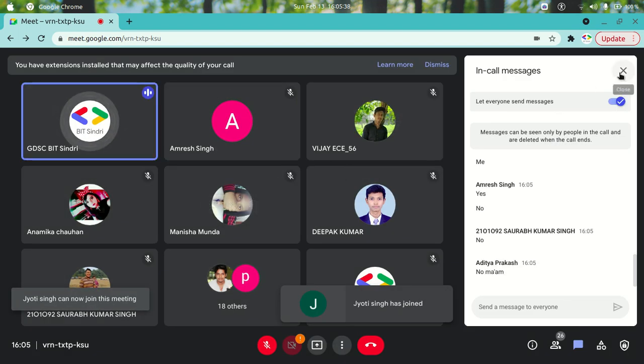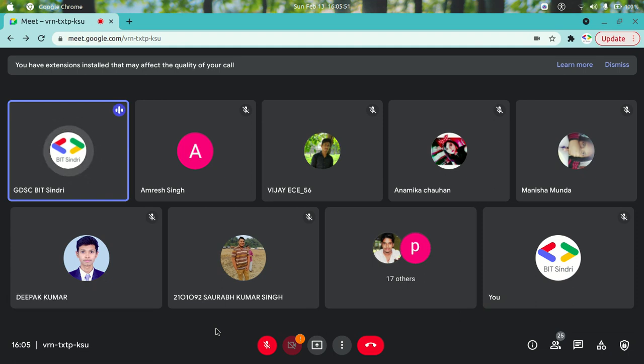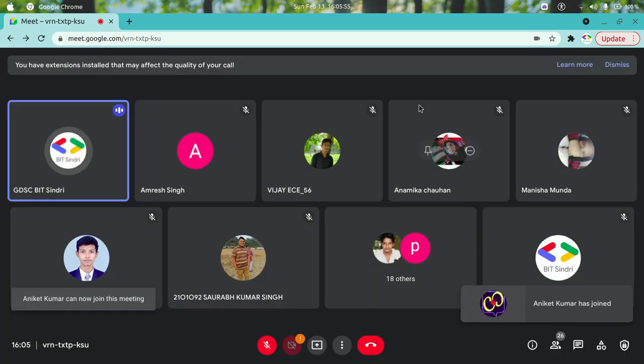Make the session an interactive session. You can unmute yourself and speak up whenever a question is asked. And in between the session, if you have any query related to the program, you can comment in the chat box, and I will take all of that at the end. Okay.